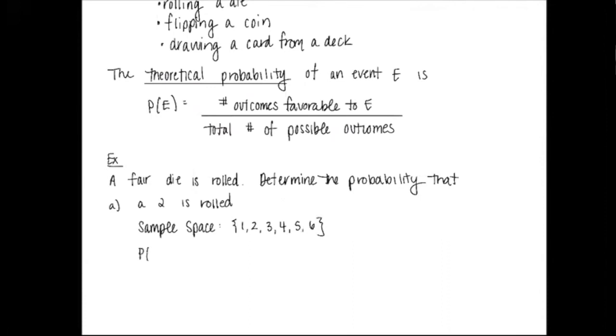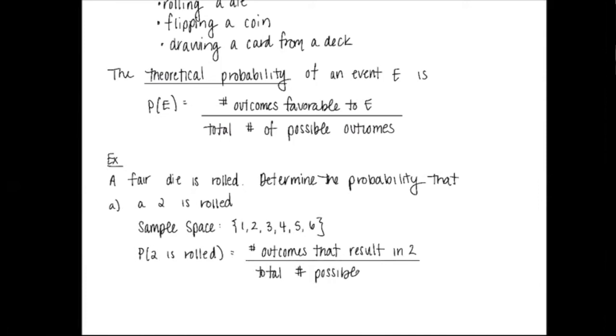So if we look at the probability a 2 is rolled, in terms of our definition, it's the number of outcomes that result in a 2, divided by the total number of possible outcomes, which is 6. So we have exactly that, a 1/6 chance of getting a 2.